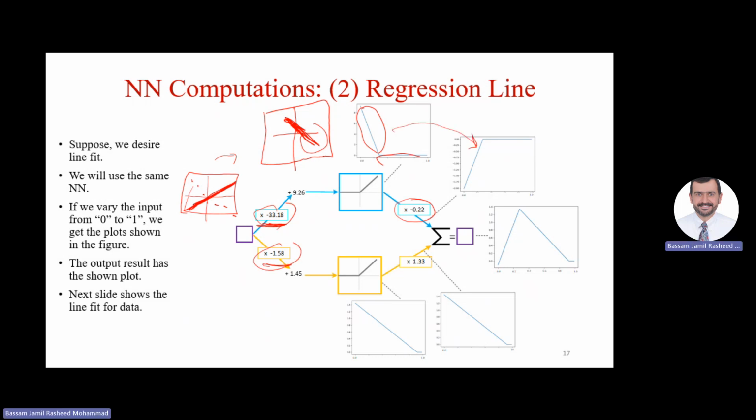And some similar transformation happens with the bottom line. So you end up with this line coming from the upper node and this line coming from the lower node. You add the two and you get this shape here. This is really the output. If you vary this x, let's say from 0 all the way to, I don't know what the maximum value is, 1 or 24 hours, then you get something like this.